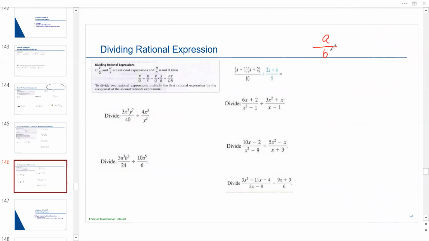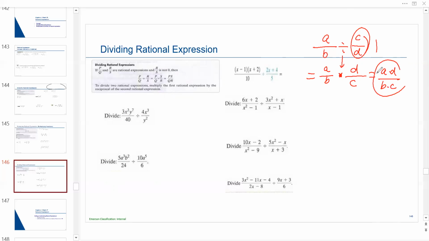When A over B is divided by C over D, what do we change? When this divide became times, this part flips, reverses, right? And after that, it becomes multiply, right? So it becomes A times D over B times C. Is it correct? So there is an additional step actually. When they do divide, the second rational expression needs to be reversed. And then do the same process as before.